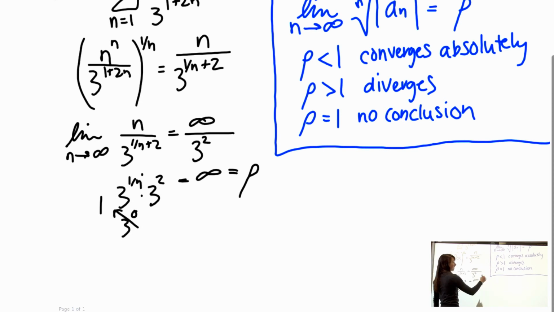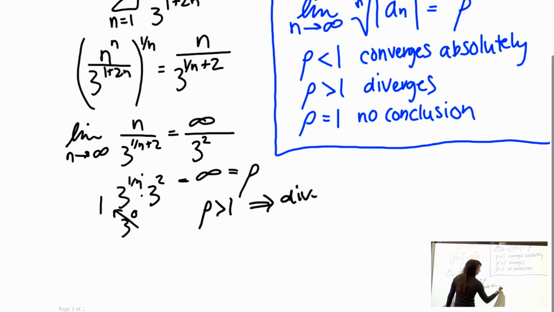So we look over here and we see that this rho of infinity is greater than 1, which means that the whole thing will diverge. And that's it.